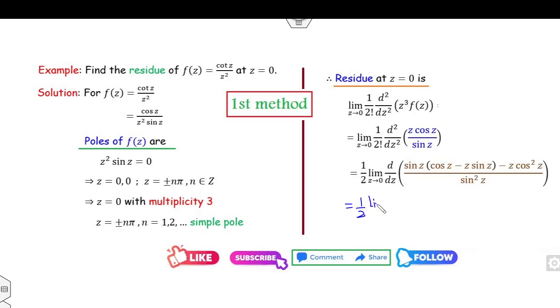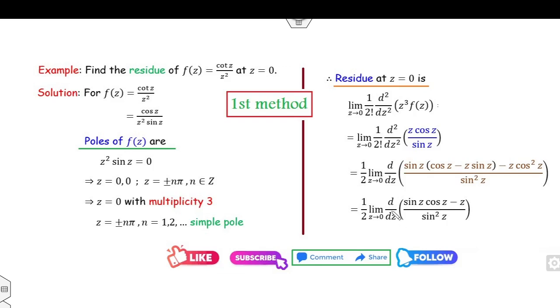Half is outside. Limit z approaches 0. First derivative. Now you can see this is minus z sine square, and this value is minus z cos square. So this value becomes minus of z, sine square plus cos square, which is 1.